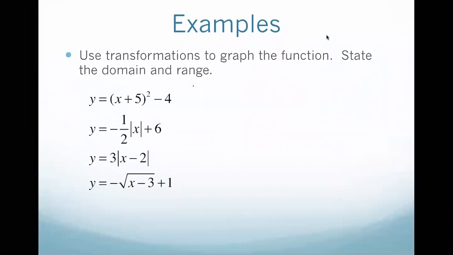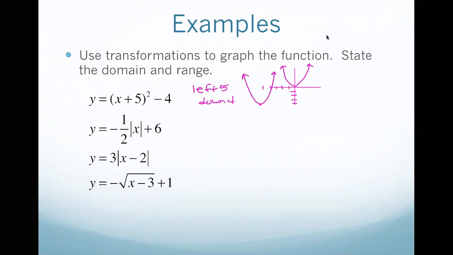This is actually a shift left 5 and down 4. If you think of your basic quadratic function, it has a vertex of 0, 0. So what we're doing is moving it left 5 and down 4. So left 5, 2, 3, 4, 5, and down 4. We're not changing the shape. The shape should still look the same, but you're changing its location.